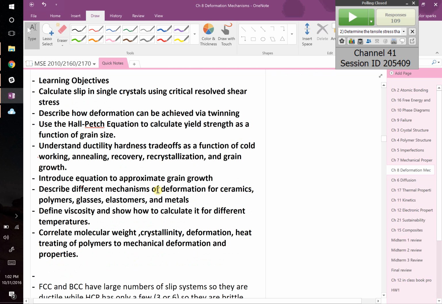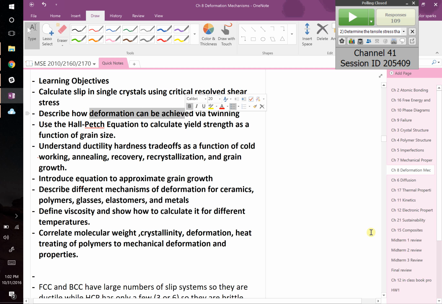Okay, so let's talk about the learning objectives for today. We're going to talk about slip in single crystals. We'll actually calculate it. That's where we left off last time. We'll describe how you can deform via both dislocation motion and twinning, and that goes back to the video we started class with. We'll describe what is Hall-Petch.